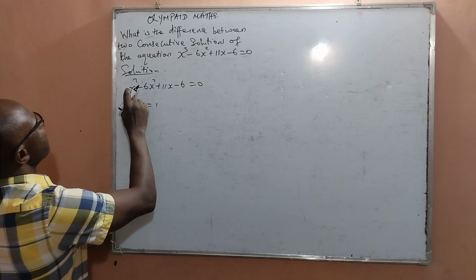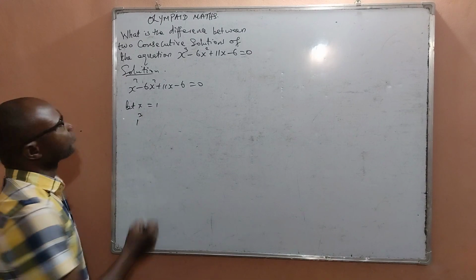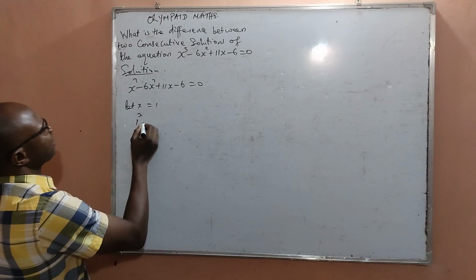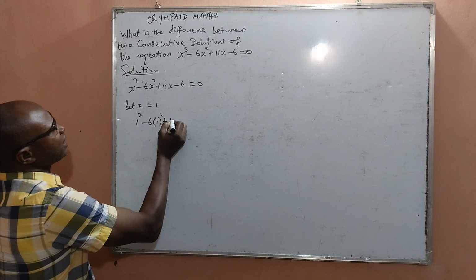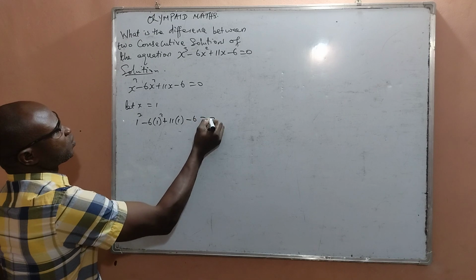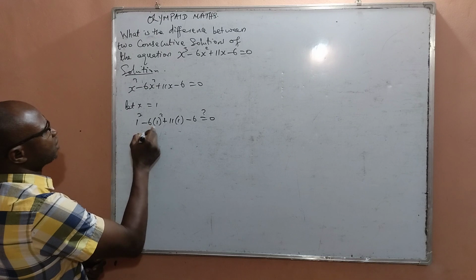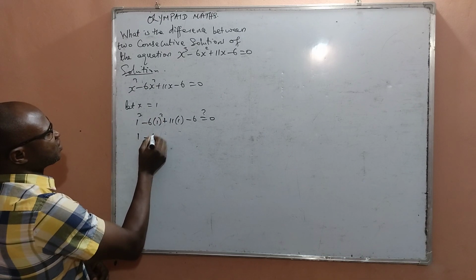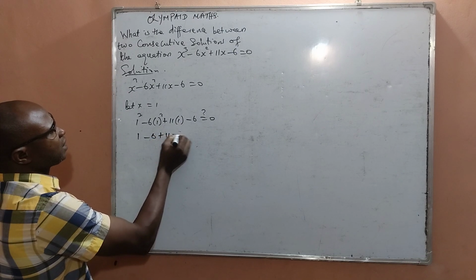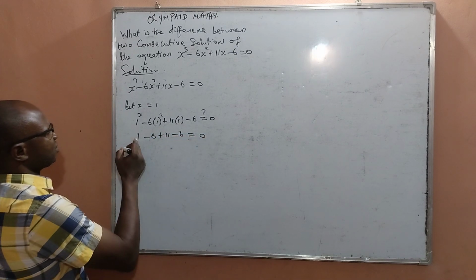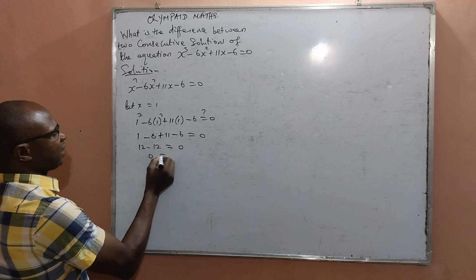So doing that, when x is 1, I will have 1 raised to the power 3 minus 6 into 1 raised to the power 2, then plus 11 into 1, then minus 6. Would this be equal to 0? Now, moving forward, 1 raised to the power 3 is 1, 1 raised to the power 2 multiplied by negative 6 is negative 6, then 11 into 1 is 11, minus 6. Will this give us 0? We can see 1 plus 11 is 12, then minus 12. This is exactly equal to 0.